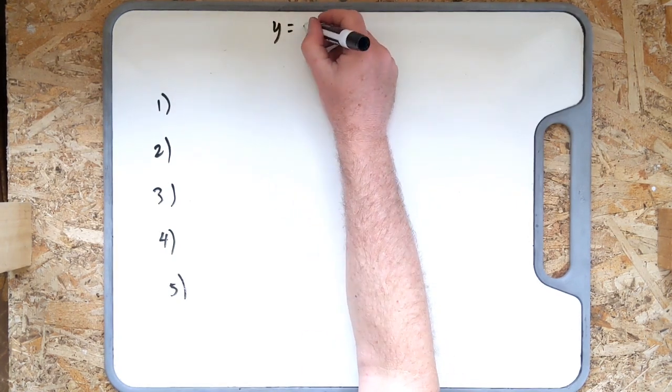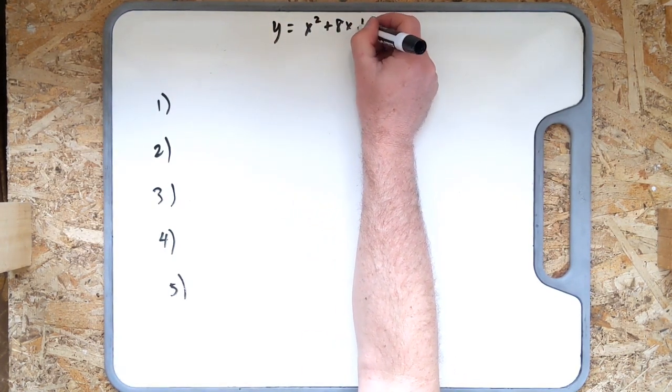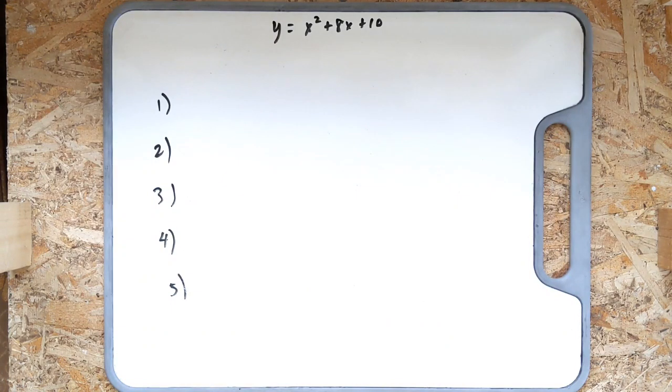Y equals x squared plus 8x plus 10. That's in standard form. I want you to get it down to vertex form and tell me what the vertex is. Okay, pause the video.